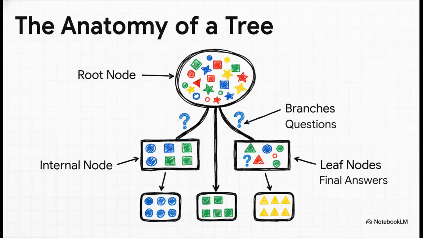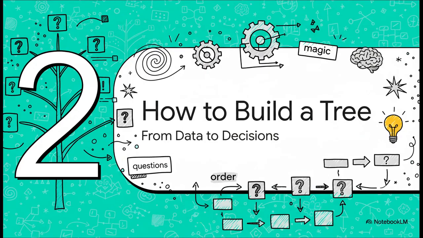And to really get it, let's look at the parts of a tree. It all starts at the top with the root node. You can think of this as your entire big pile of data, all mixed together before we've asked any questions. From there, you have the branches, and each branch is just a question. Answering that question leads you to an internal node, which is just a new, smaller, more sorted group of your data. You just keep repeating that process until you hit the end of the line, the leaf nodes, and those are your final answers.